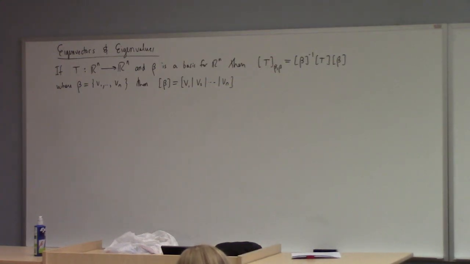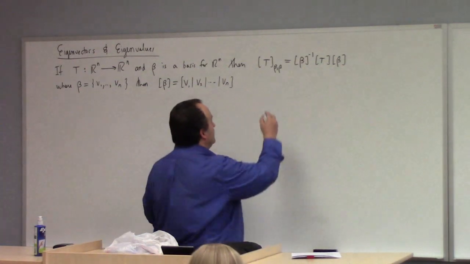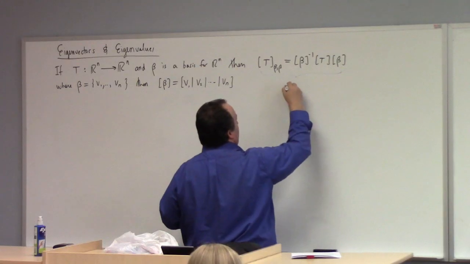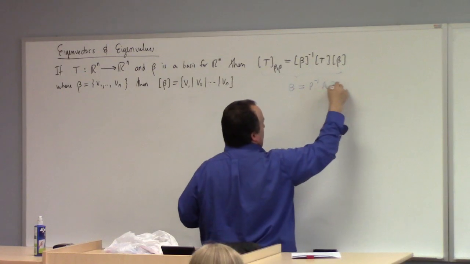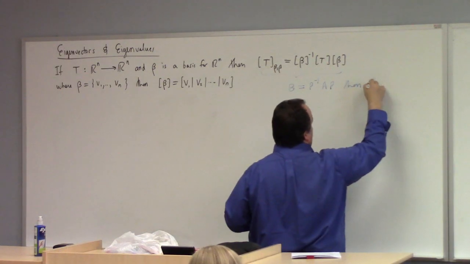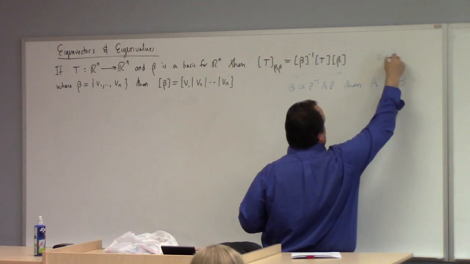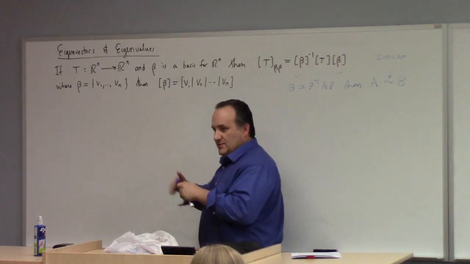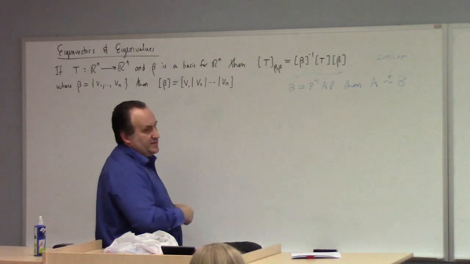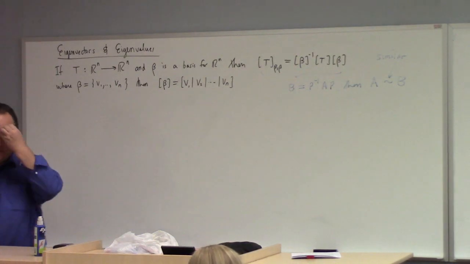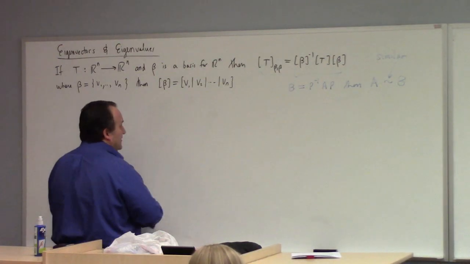And this thing I just wrote, can you guys tell me what this is called? Generically speaking, if you have that B is equal to P inverse AP, then A is similar to B. That's similar. So these are similar matrices, like the standard matrix and the matrix with respect to beta.